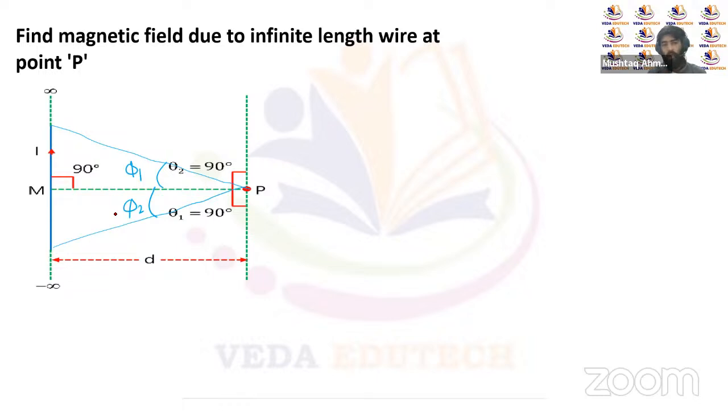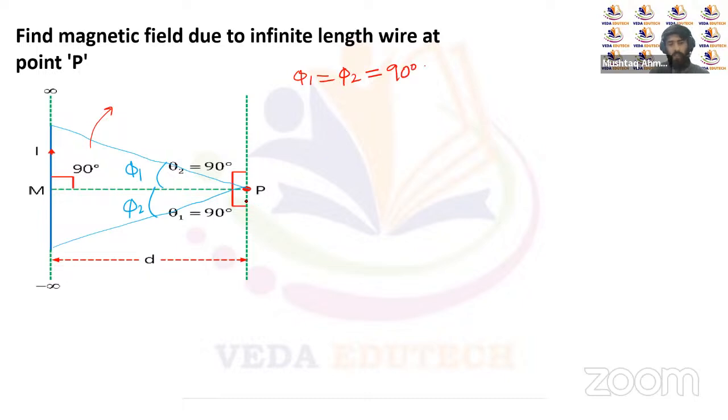But this is an infinite length of wire. So when this end of the wire tends to infinity, then you can see that if we rotate this line, it will become parallel to this wire. And when this line becomes parallel to this wire, then at infinite distance, this angle here will be a 90 degree angle, and from the lower end also, this angle will be equal to 90 degrees. Or we can say that for an infinite length wire, phi 1 and phi 2 become 90 degrees each.